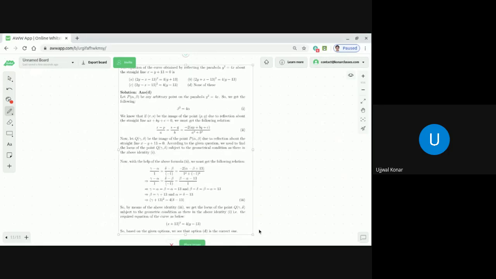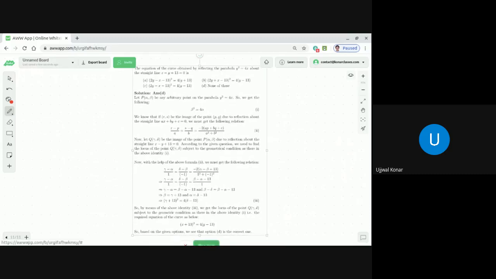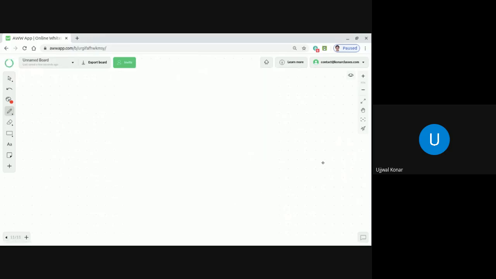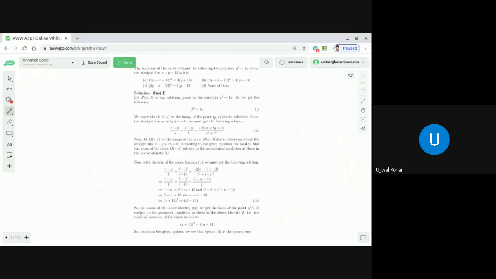I hope this is question number 10, right? This is question number 10. So what I was telling is that this relevant condition has to be satisfied. If r comma s is the image of the point p comma q due to the reflection about the straight line ax plus by plus c equal to 0, we must have this relation, and that relation is there in the study material as available in the online test platform.